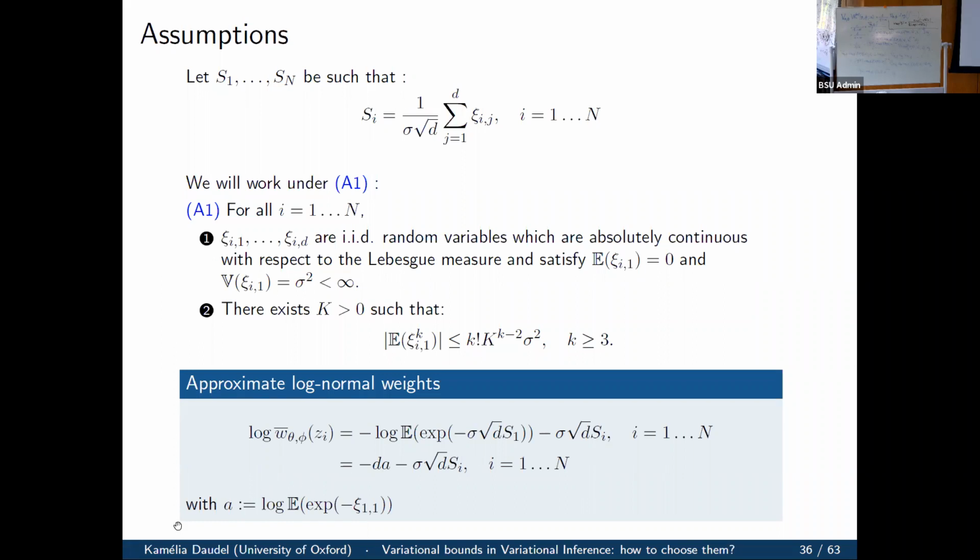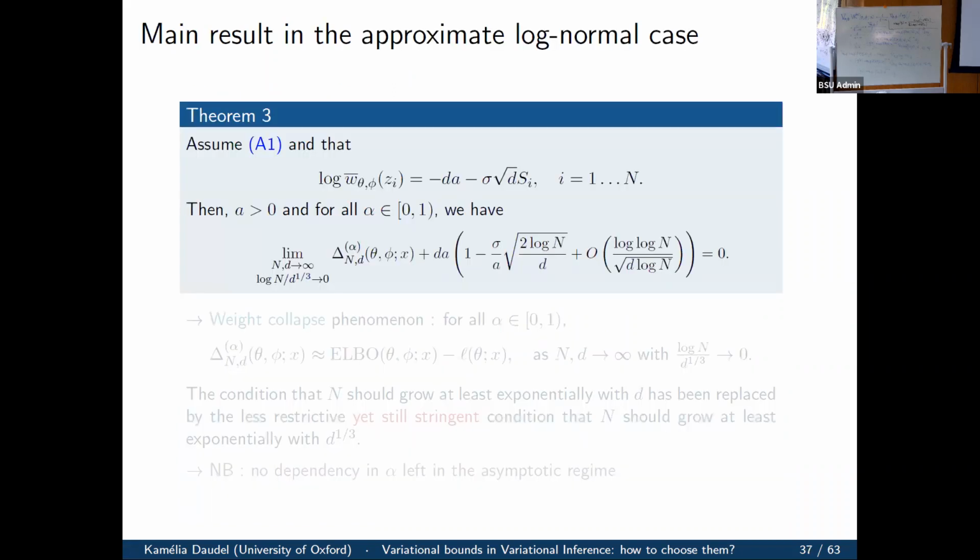Okay, so if you introduce this condition A as this quantity, you can rewrite the approximate log normal weight under this slightly more compact notation, which is minus dA minus sigma square root of d Si. You can check that should you want to, but I'm just going to say that it's true. So here's the main result, which I'm going to refer to as theorem 3, in the case from A1.